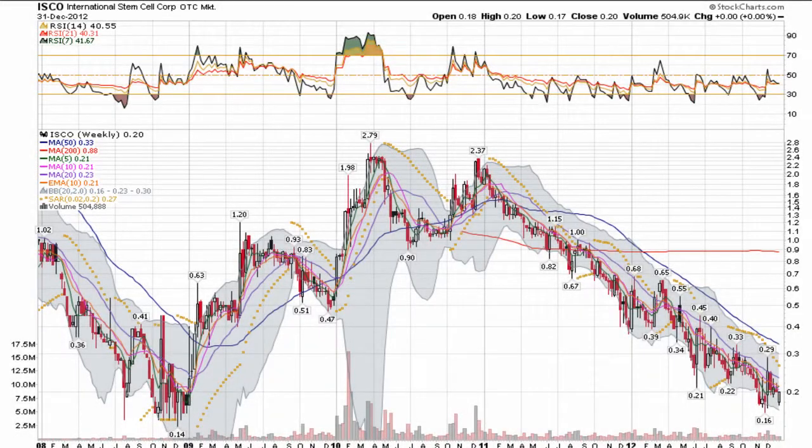This video chart presentation is on International Stem Cell Corp. It's an OTCQB listed company, meaning that it's fully reporting with the SEC, and it trades under ticker ISCO. This is a look at a weekly chart, and I scaled it back to a 5-year period to show a strong support level down here around 14 cents.